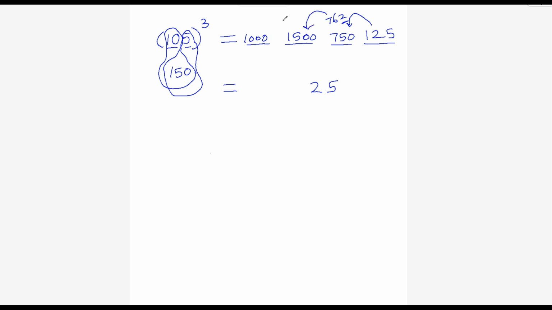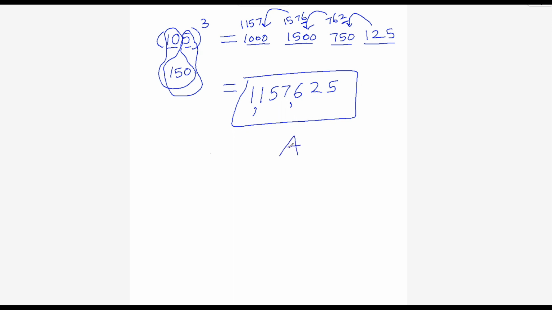Add it with 1500, which is 1576. Again, write only the unit place. 6. 157 is the carry. 1000 plus 157 gives you 1157. That needs to be written as it is. Let me write the commas. See, such a big answer. We got it in few seconds. So 105 cubed is equal to 1,157,625. So is it not really quick and amazing, students?